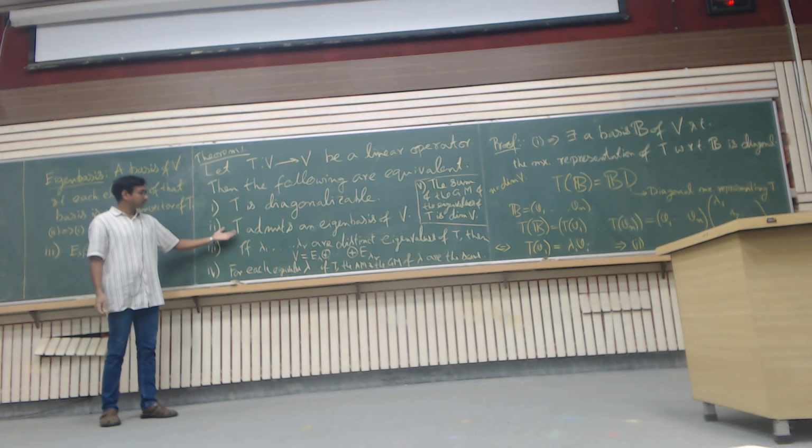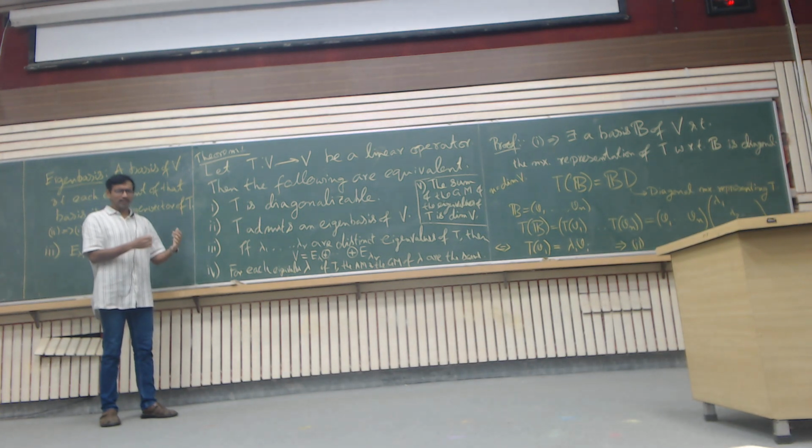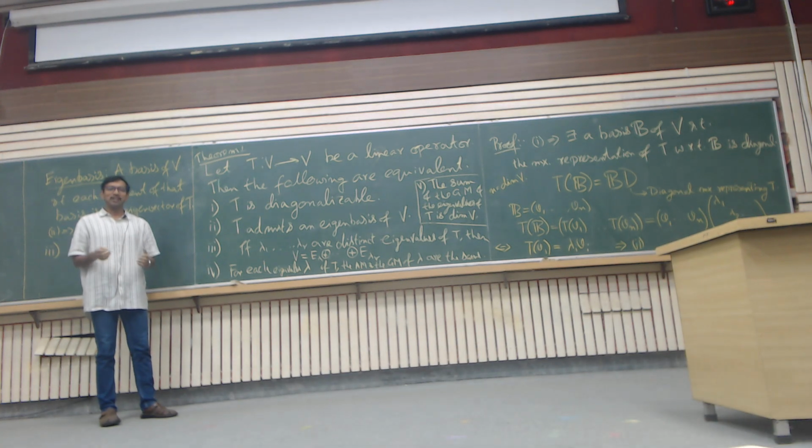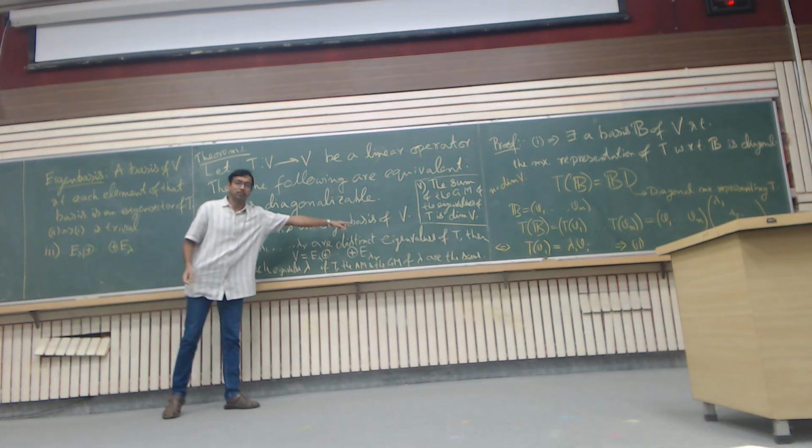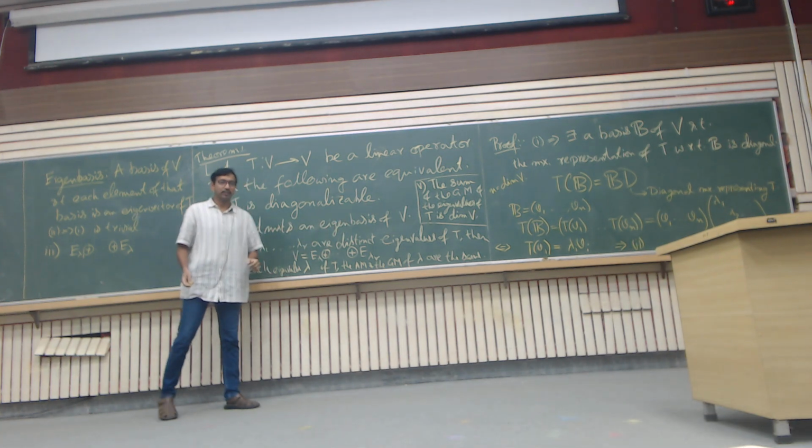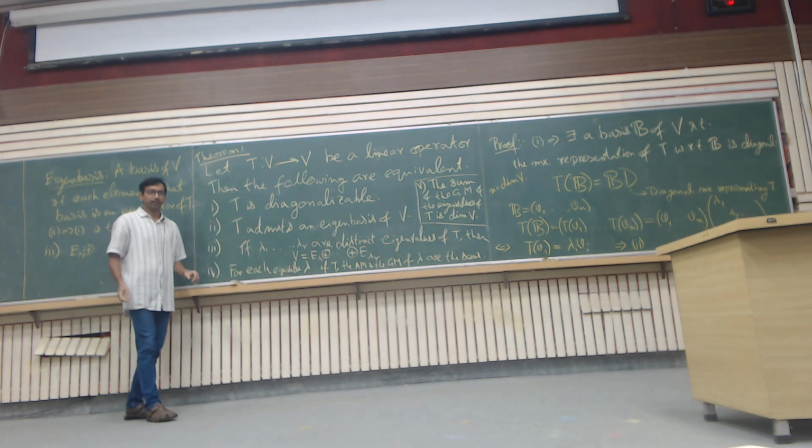That means that there are eigenvectors of T, that there exists a set of linearly independent eigenvectors of T, the number of which is exactly equal to the dimension of V. If that happens, then T is diagonalizable.